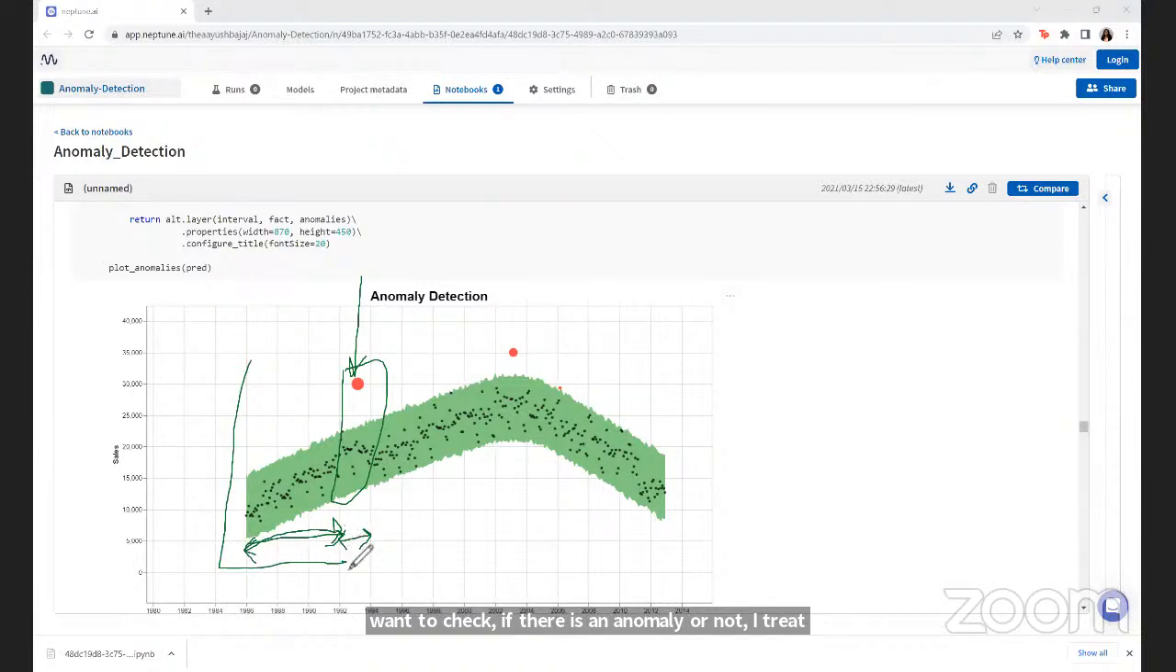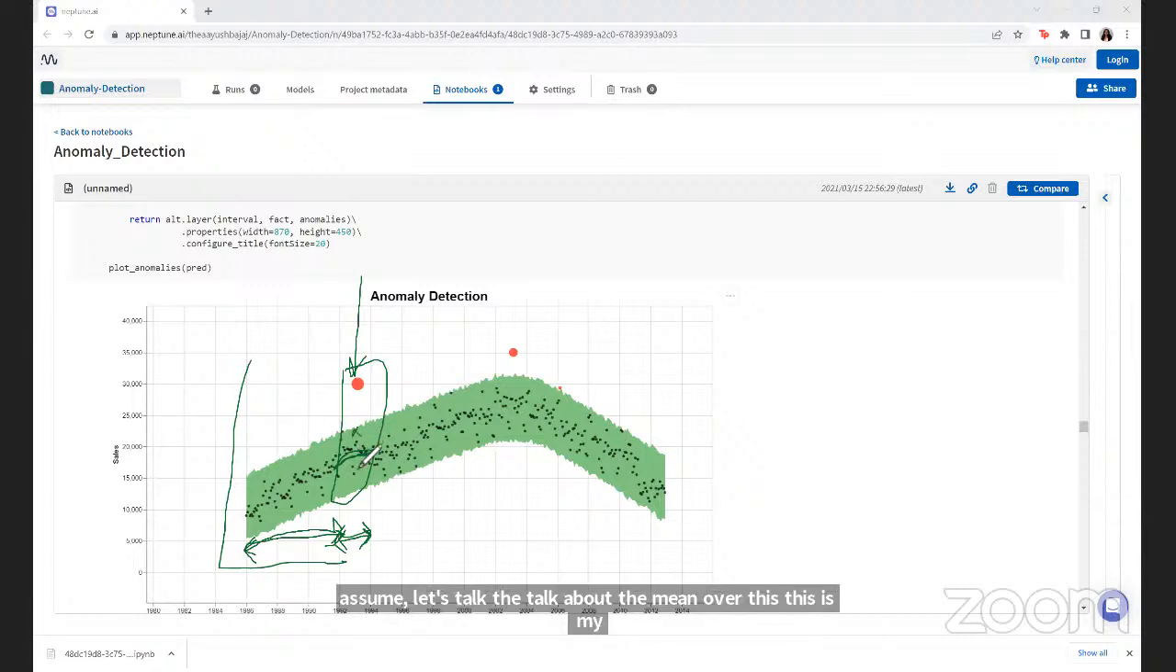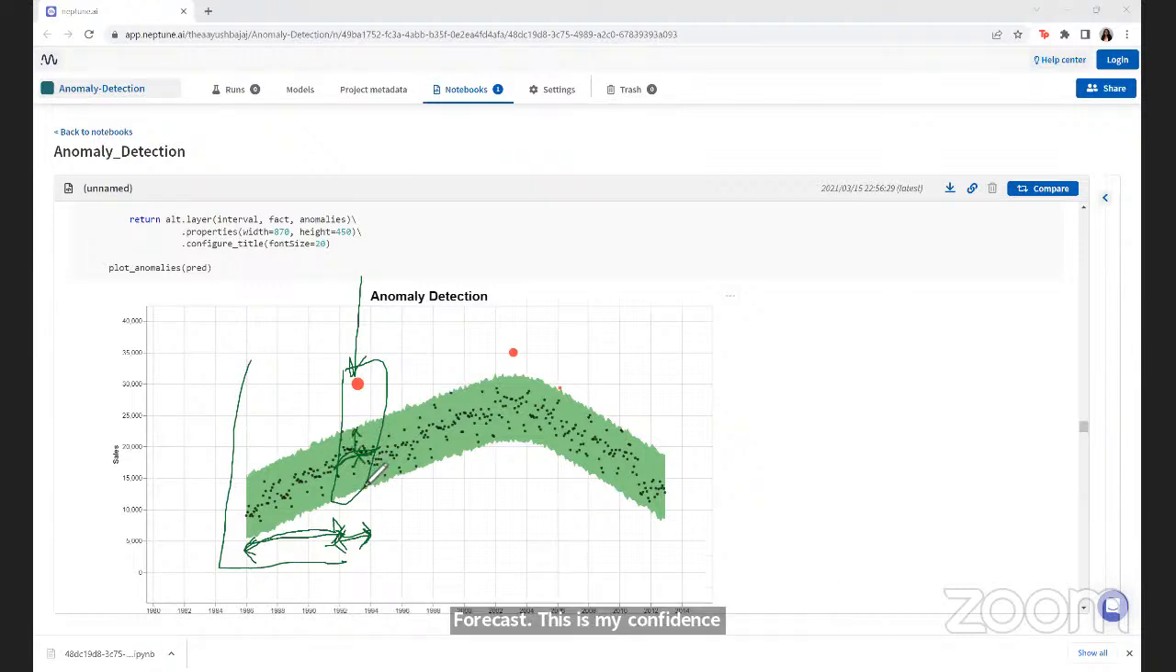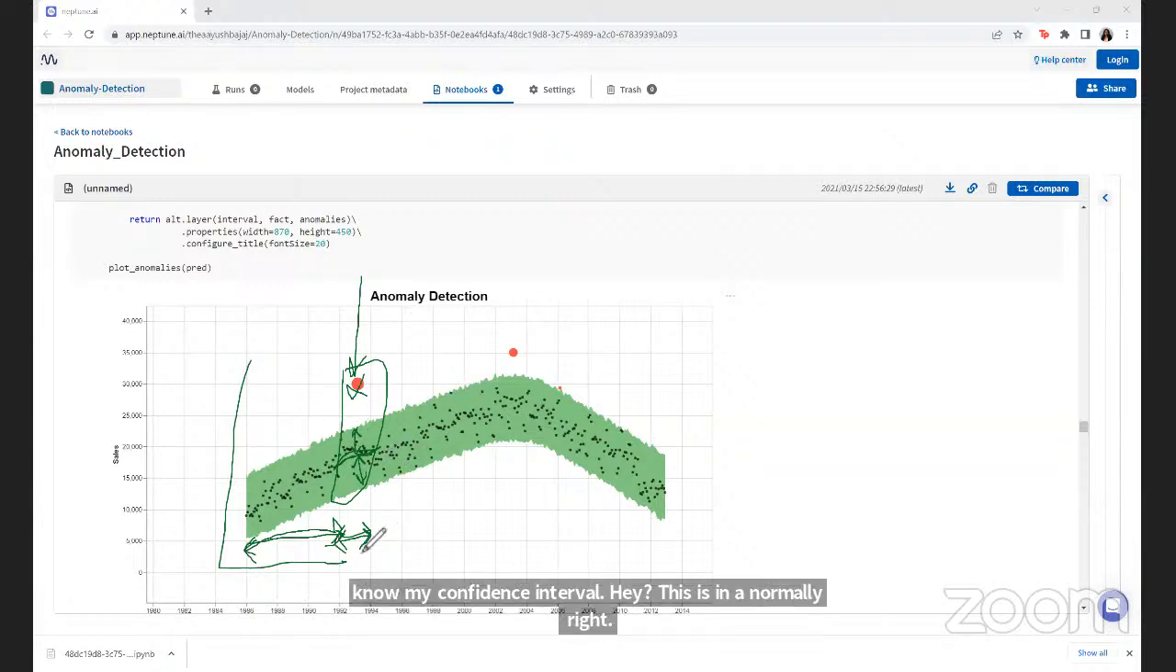I keep some time window and then I forecast these values. Let's talk about the mean over here. If this is my forecast and this is my confidence interval, and it seems like this point is completely outside my confidence interval, hey, this is an anomaly, right? So it's more of an iterative process.